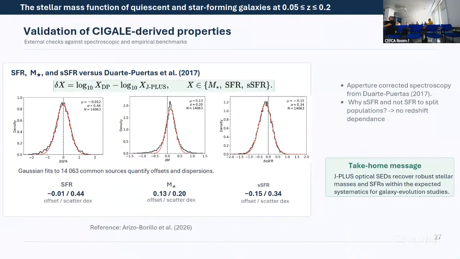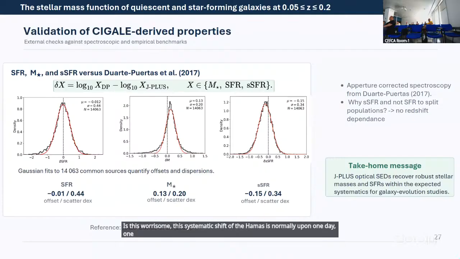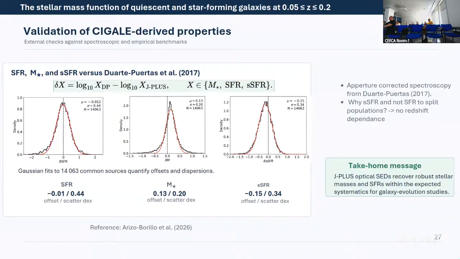From my ignorance, is this systematic shift of the masses worrisome? It's normally 0.1 dex; 0.2 is very normal due to the characterization of the sample. Another thing is that this is spectroscopic, but it's corrected for aperture. Aperture correction can be on you or on them.